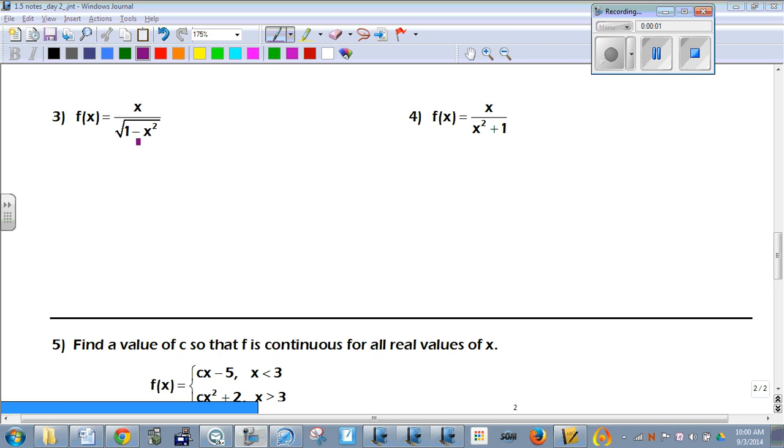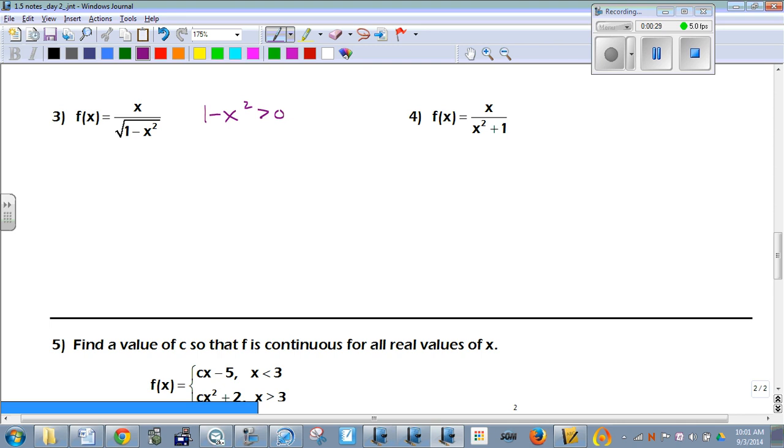Right, with number 3, having a square root in there makes it more complicated. Not only can we not have the denominator be 0, just like any other problem, but with a square root, what cannot happen under a square root? Negative, right? We can't have a negative under there. So technically now, if we look at this 1 minus x squared, that cannot be 0, and it cannot be negative. So that means it has to be greater than 0.